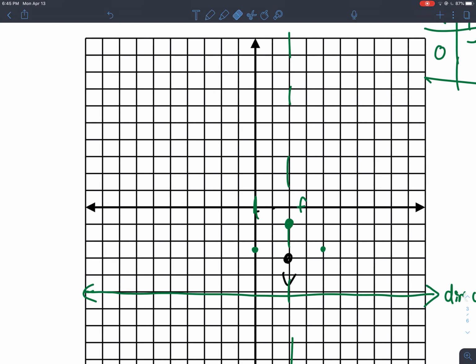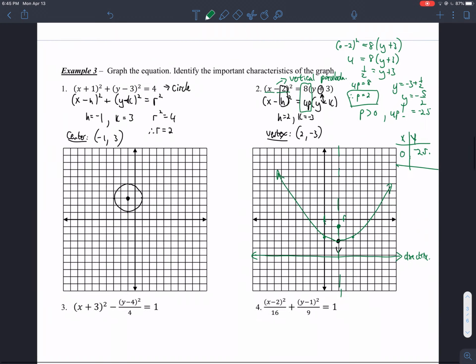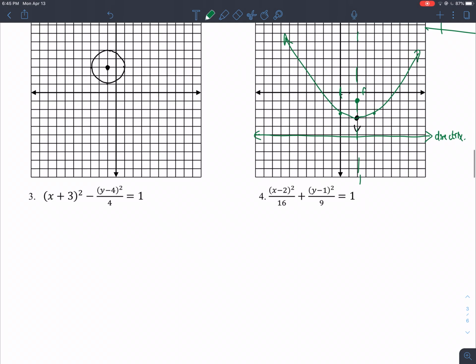Okay, and so now I have 2 points on my parabola, and so I can draw a more accurate parabola. Okay, something like that. At least you've done your due diligence. All right, so there's the parabola for number 2, and then here is another hyperbola.